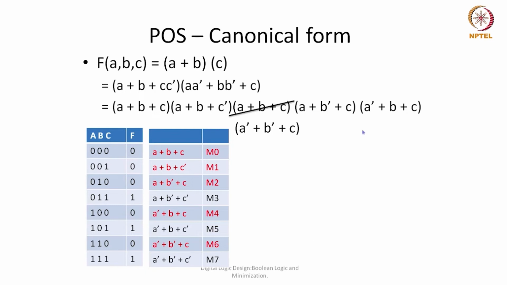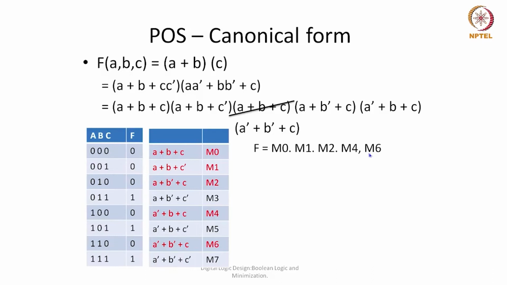And now for this particular function, (a plus b) into c, we see these max terms being present: M0, M1, M2, M4 and M6. So we can say that my function f can be written as the product of M0, M1, M2, M4 and M6.